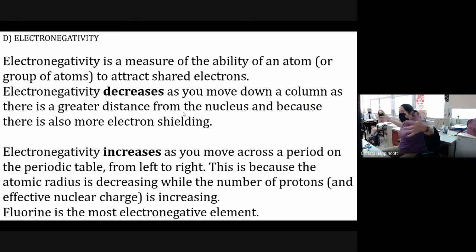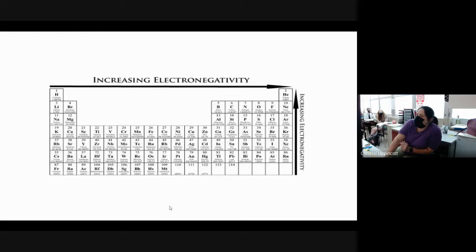So the further you are away from that nucleus, the harder it is to control or grab onto those electrons, so they're not attracting them. As you move across the periodic table, your effective nuclear charge is increasing, and therefore, fluorine is the most electronegative element. They actually developed a chart with these, and everything is based off of fluorine.